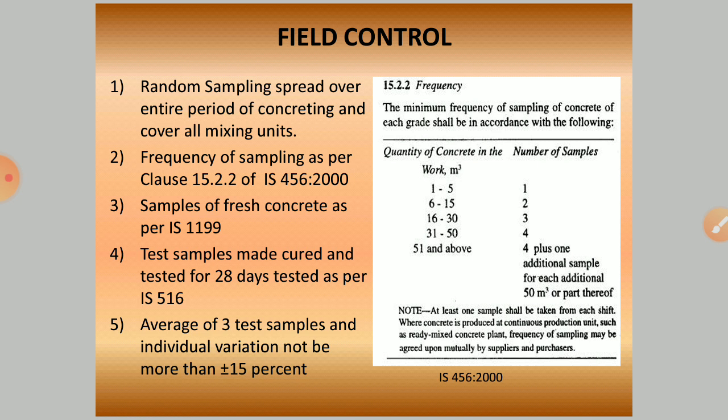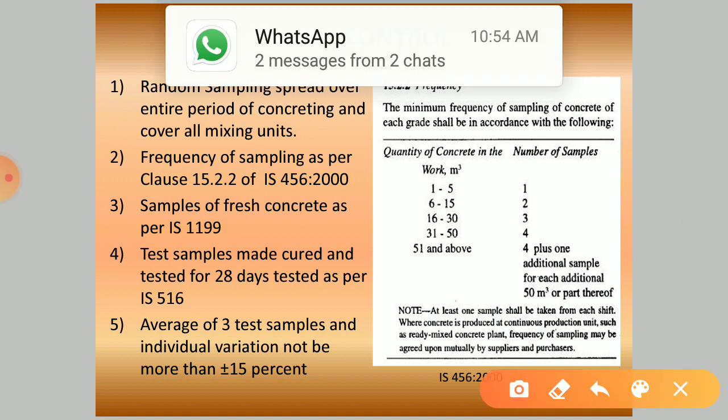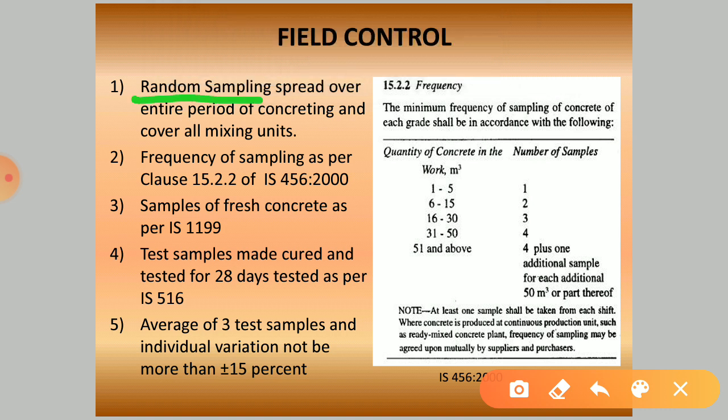Now for the entire 1000, suppose we are considering 1000 square foot of slab, you cannot take only one sample. So the number of samples that you have to take to have field control is called sampling. Now IS 456 2000 suggests that you should go for random sampling, spread over the entire period of concreting, that is, till the work is finished, covering all mixing units, meaning covering all the mixers.